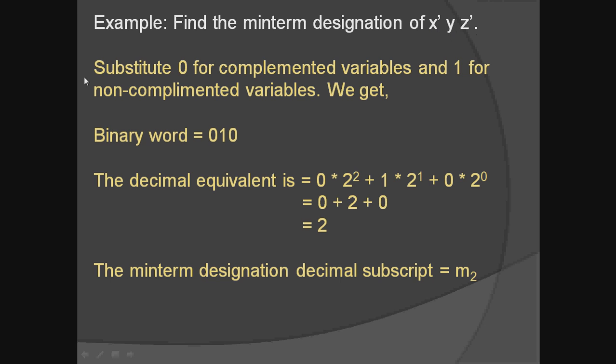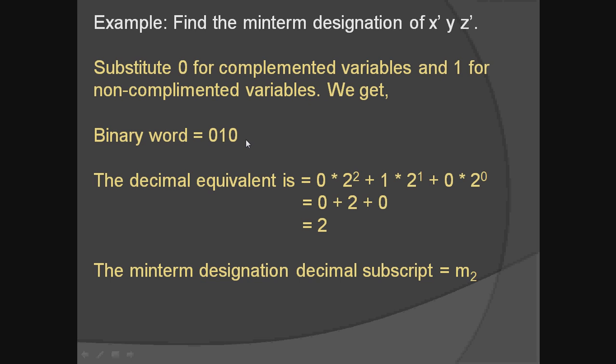So the solution is we substitute the complemented variables, that is x complement and z complement, with 0, and y, since it is non-complemented, we give the binary value 1. So we get the binary word 0 1 0.